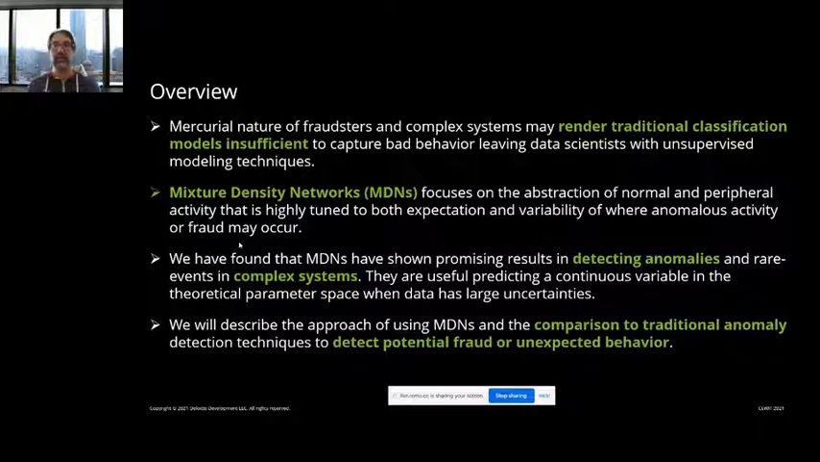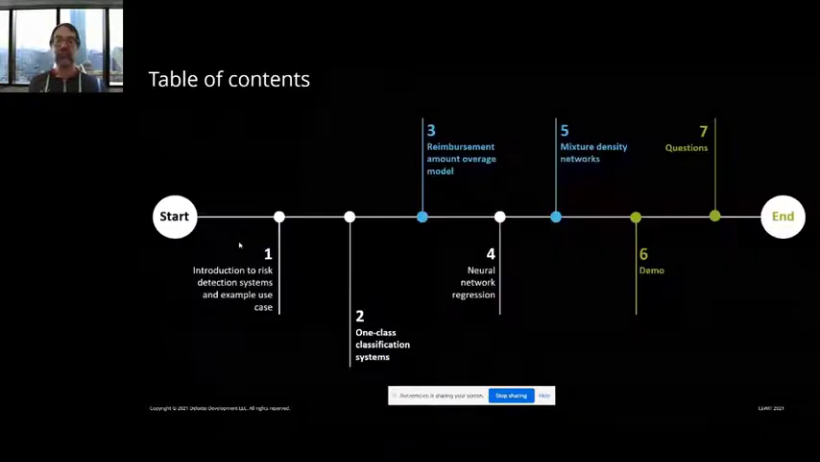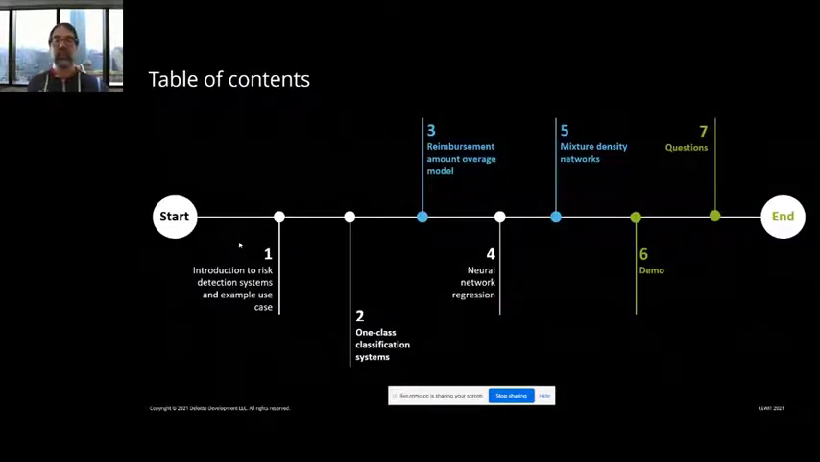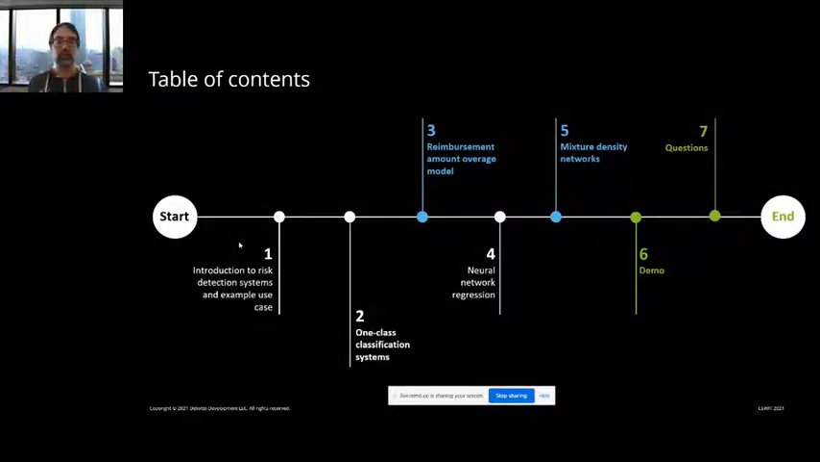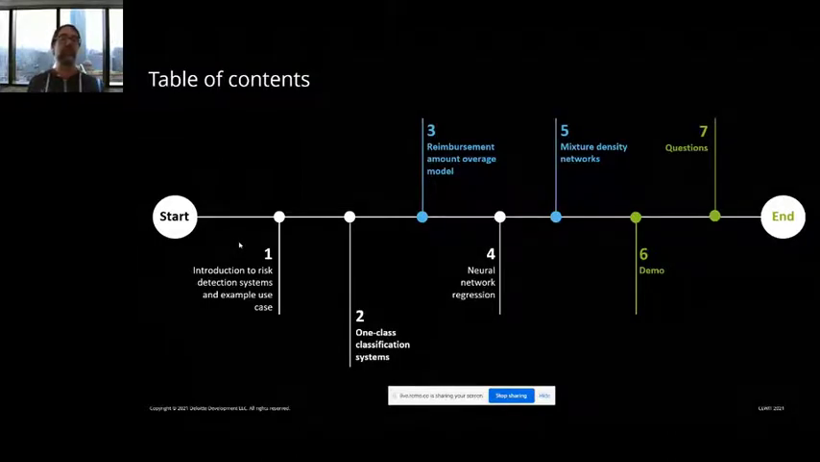And just a brief contents of what we'll go over here. We're going to dive into a particular use case. And we're going to cover what has become very useful for us, which is turning things into one-class classification systems. And we'll cover that in brief, and then we'll cover the details of the reimbursement amount overage model that we're going to cover, and then the traditional neural network regression for one-class classification, and then mixed density networks, which is really our suggested approach here. And we'll do a demo and some questions at the end.